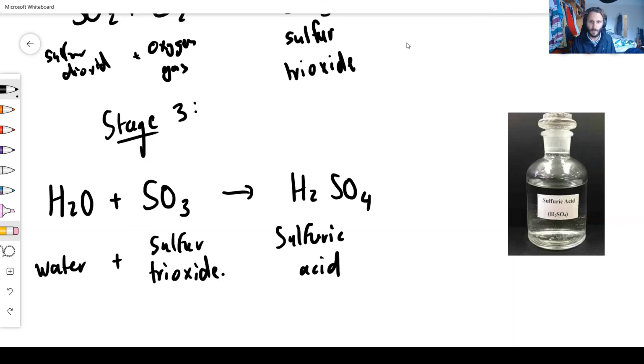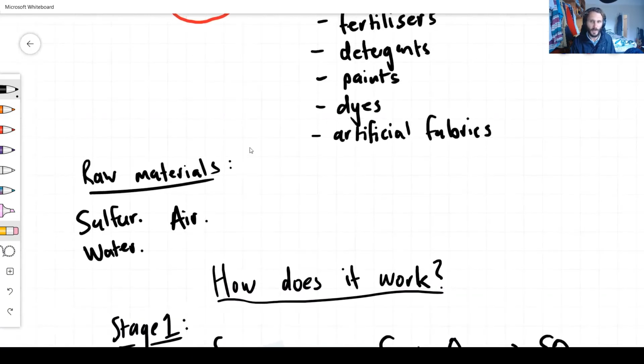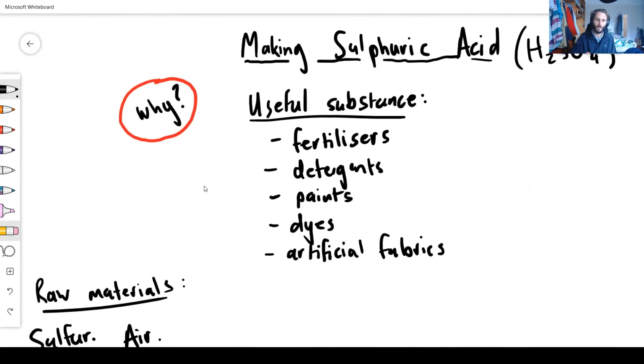Let's quickly go back to the top, just to make sure we understand why we are making sulfuric acid. And again, it's because it's very useful for all of these substances.